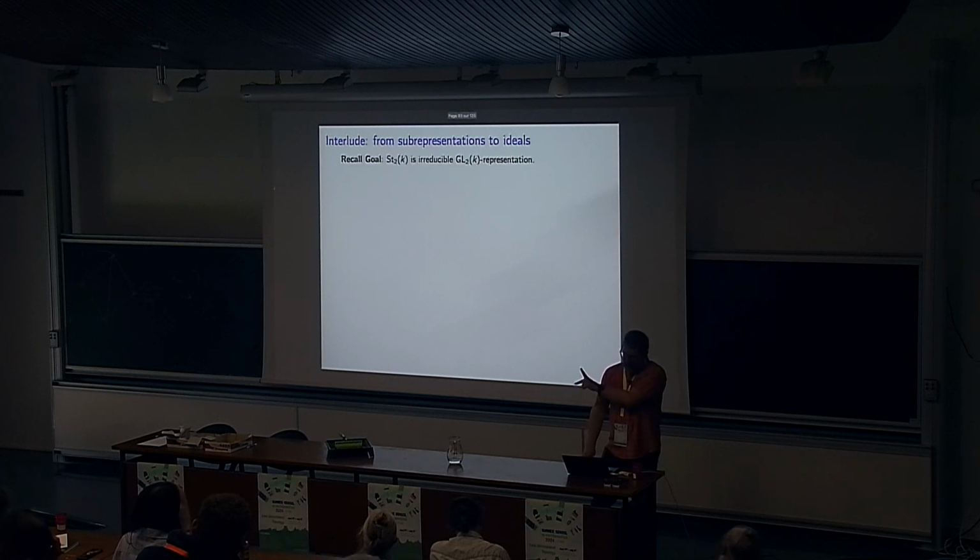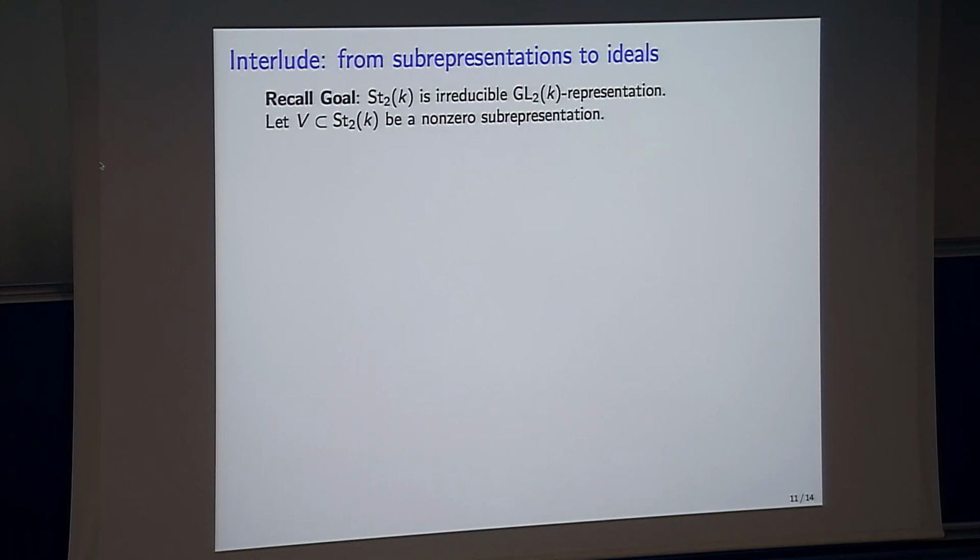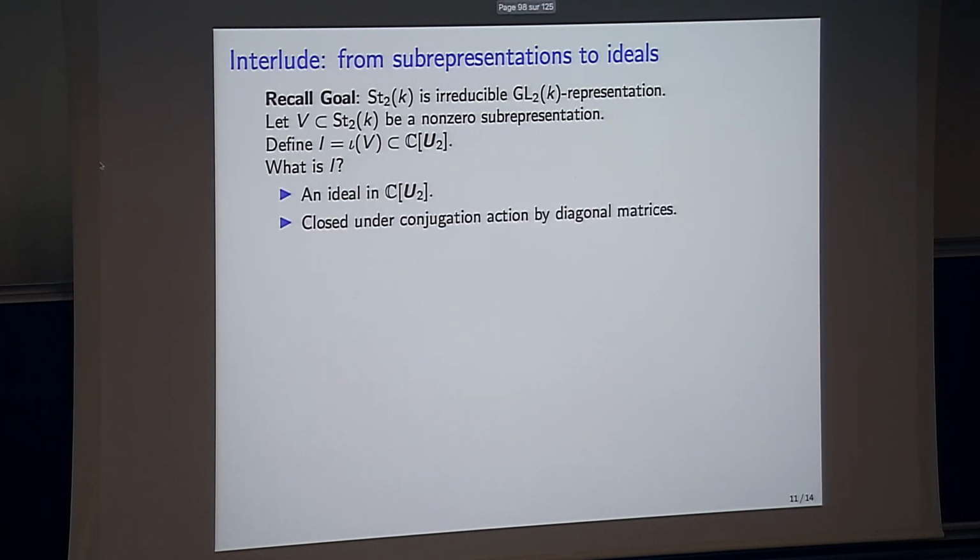So our goal is to prove this is an irreducible representation, right? Well, we take a subrepresentation, which is not 0. We want to show it's the whole thing, right? We map it over to the group ring, and we call that I. And what is I? It's an ideal. We argued it was an ideal before, right? It's also closed under conjugation by diagonal matrices, because diagonal matrices act in this nice way, right? And it's also not in the kernel of the augmentation map. This is all you have to remember.